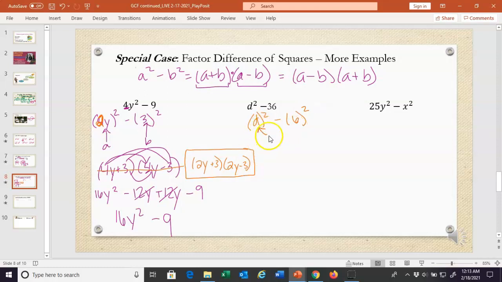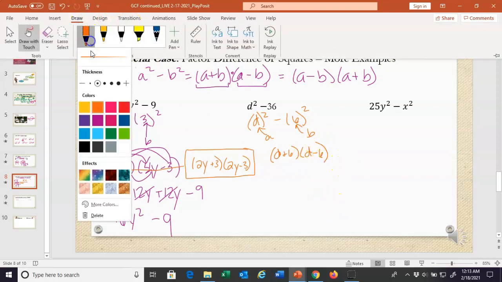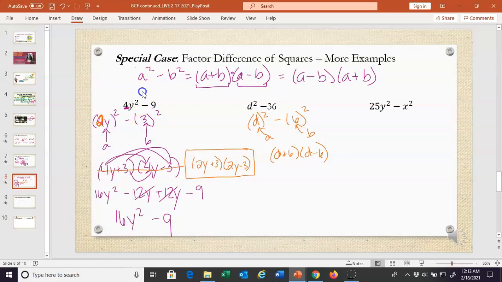There we go. So here's our A and here's our B. So we're going to have D plus 6 times D minus 6. Let me get another color. Okay, the last one here, 5y squared minus x squared.